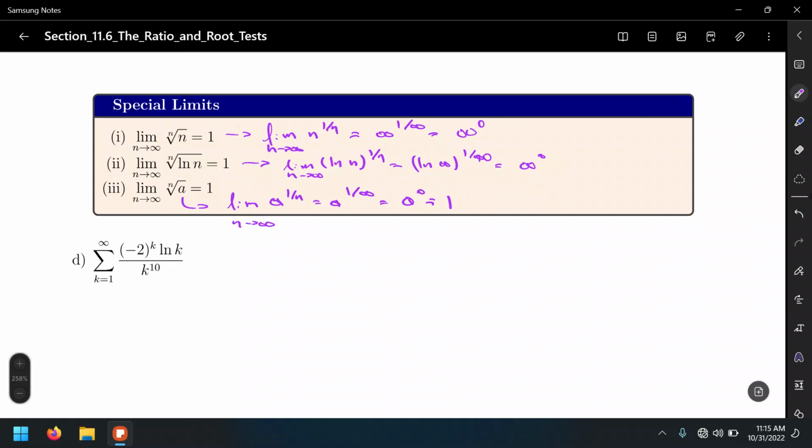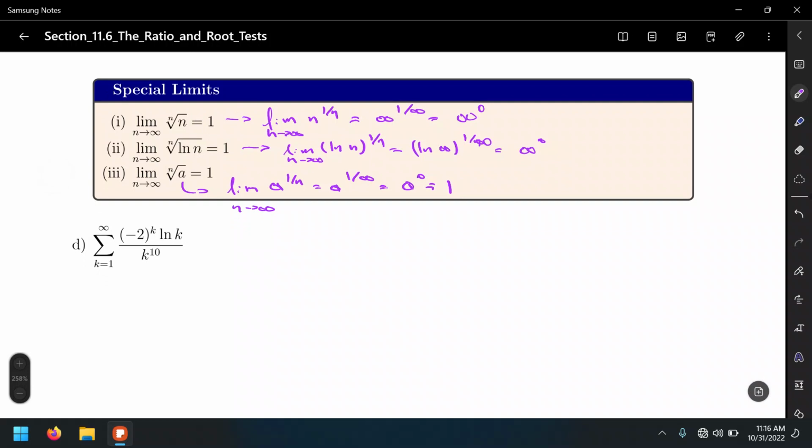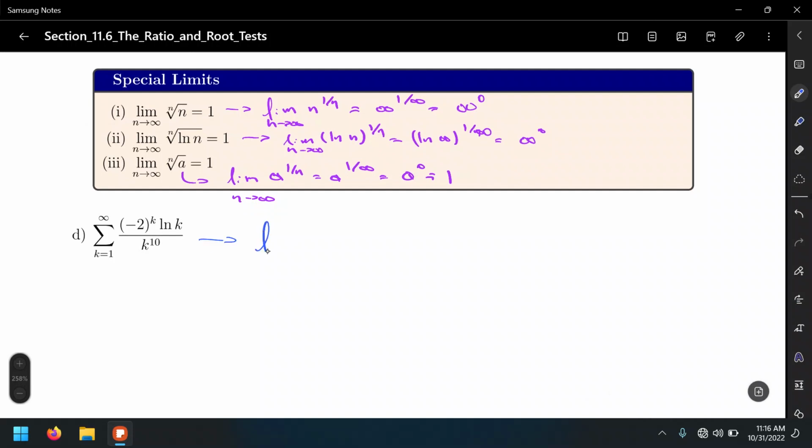So at this point, just use this limit. You might remember how it took really long to compute these kinds of limits when it came to these weird indeterminate forms. So just use this limit, all right? Let's have a look at the very last example for this section. That's the limit as k approaches infinity of the kth root. We're using k this time, not n, but it's going to work the same way. That's negative 2 to the k times ln of k over k to the 10th power.